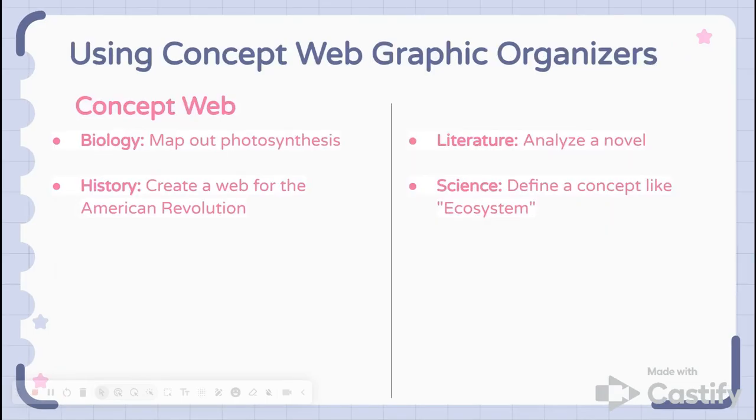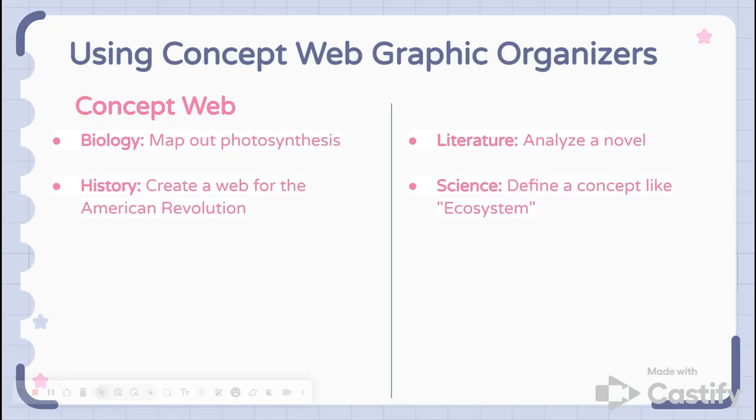Some ways of using the concept web graphic organizer. In biology, you might map out photosynthesis. In history, you could create a web for the American Revolution, branching out to causes, key figures, major battles, and outcomes. In literature, you could use a graphic organizer to analyze a novel by putting the main character or theme in the center and exploring related characters, settings, conflicts, and symbols.